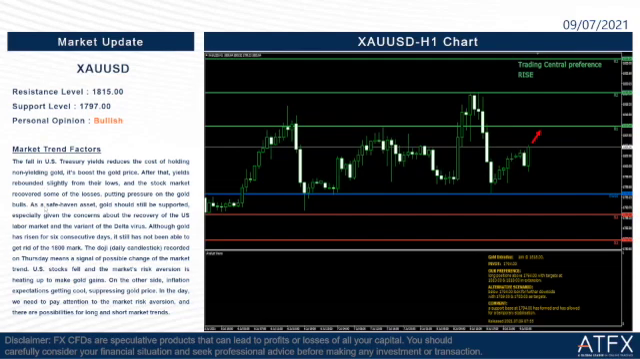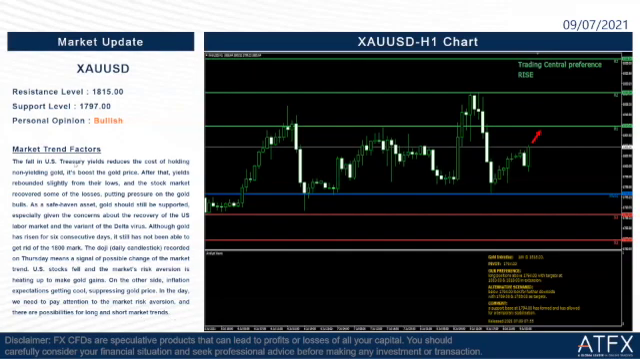As a safe haven asset, gold should still be supported, especially given the concerns about the recovery of the US labor market and the Delta virus variant. Although gold has risen for 6 consecutive days, it still has not been able to get rid of the 1800 mark. The doji in the daily candlestick recorded on Thursday signals a possible change of the market trend. US stocks fell and the market's risk aversion is heating up, which makes gold gain. On the other side, inflation expectations are cooling. For the gold price in the day, we need to pay attention to market risk aversion, and there are possibilities for both long and short market trends.